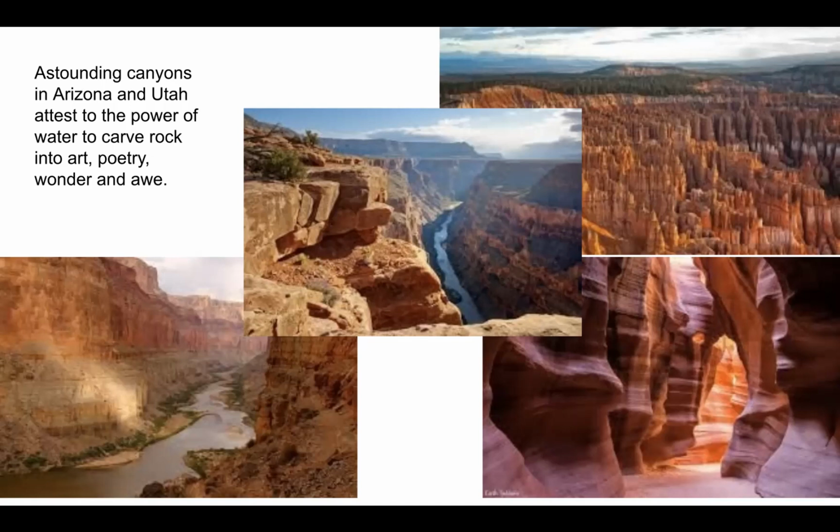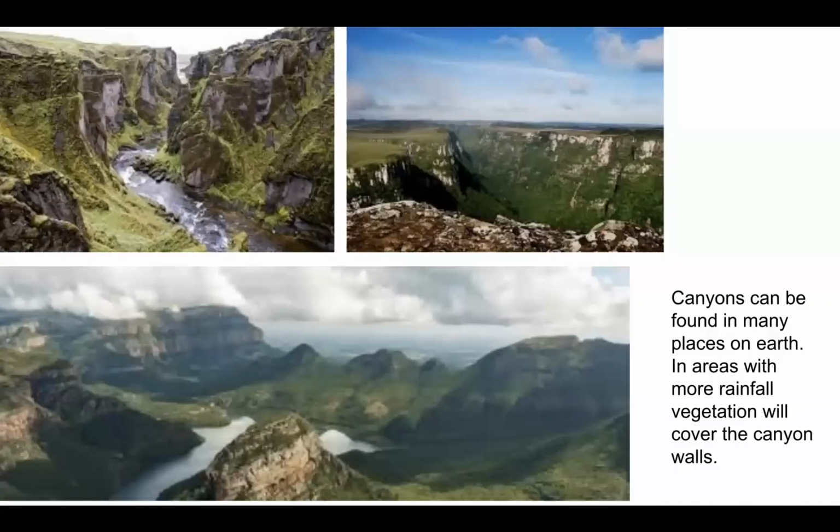On the top right is another canyon called Bryce Canyon, and on the bottom a Slot Canyon. Those are both in Utah. So these are desert areas now. But canyons can also form in non-desert areas.